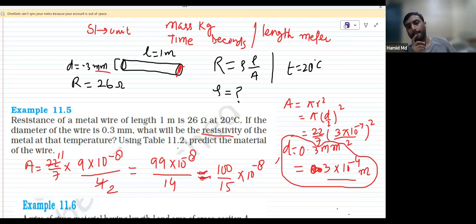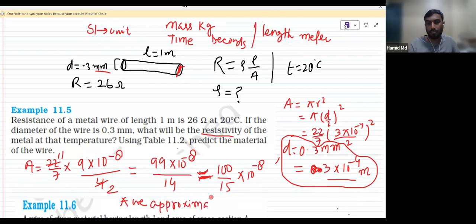Is it clear? We are approximating numbers for a quick calculation. Agree with me?